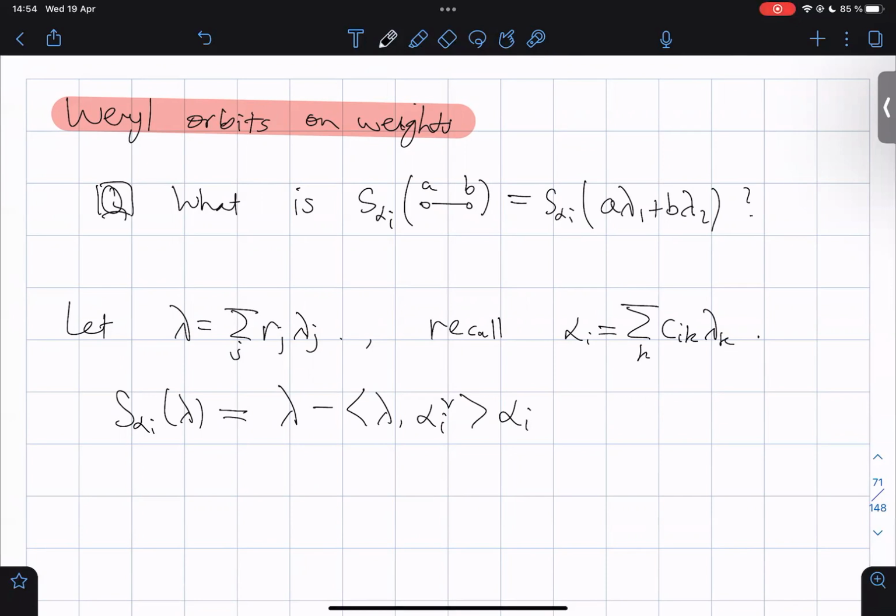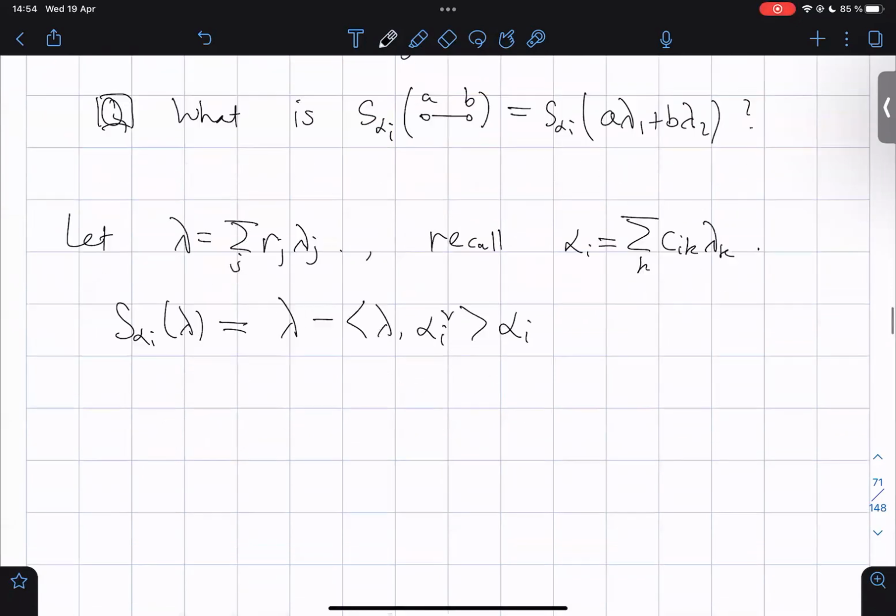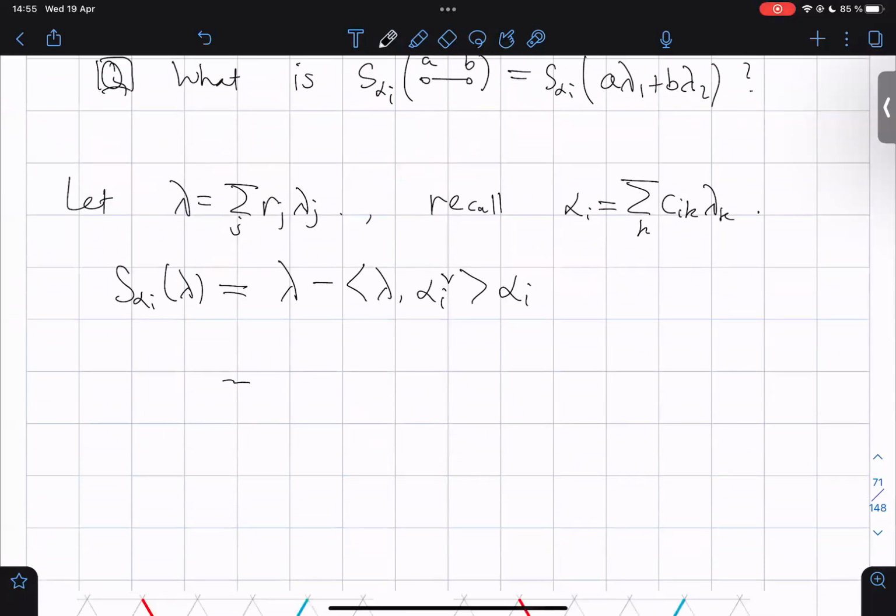Okay, so this is the definition of what this simple reflection does. And now let's write it out. So we have lambda minus lambda. I'm going to write out this linear combination here. I'm going to pull the coefficients outside the pairing. So what I have is Rj, and then you have lambda j alpha i check, alpha i.